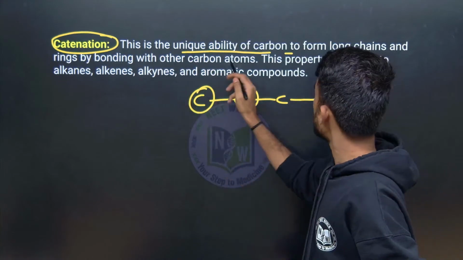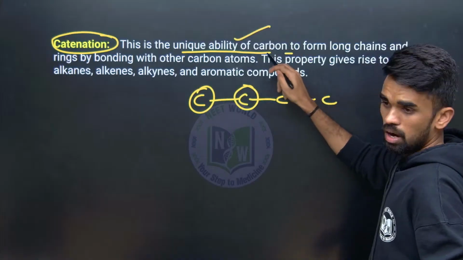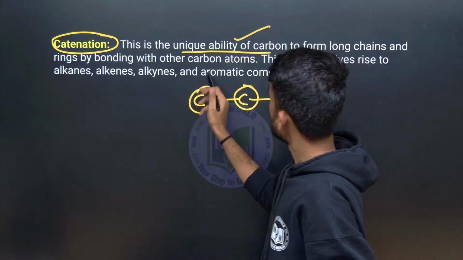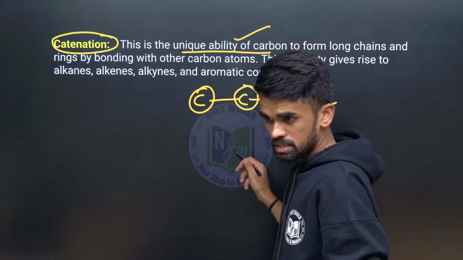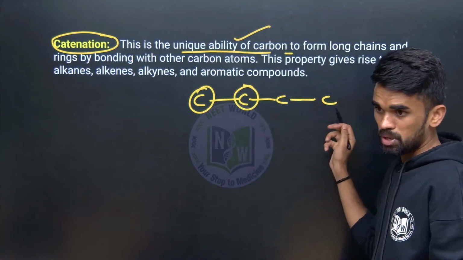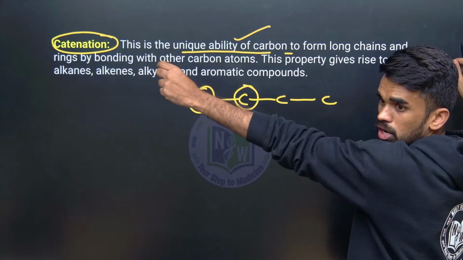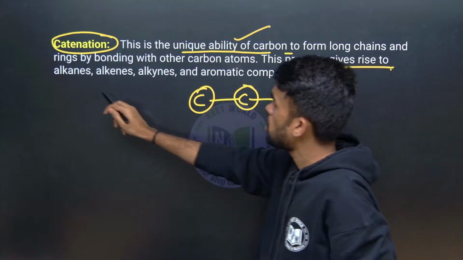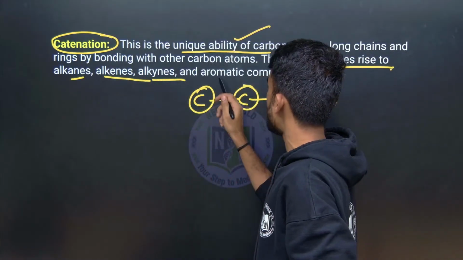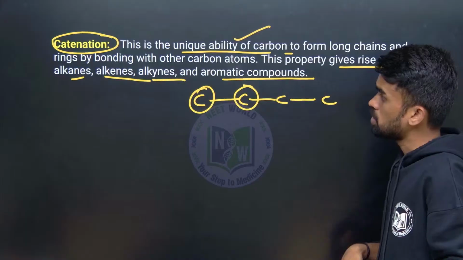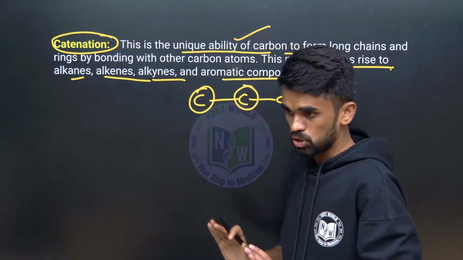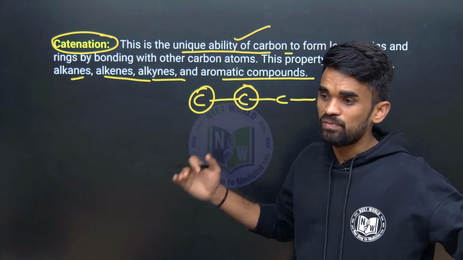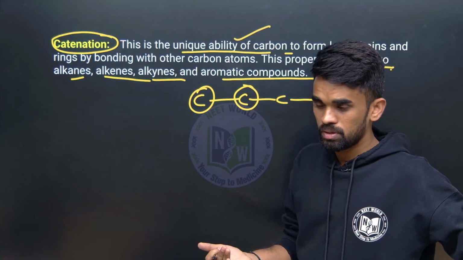Carbon has the unique ability to form a long carbon chain like this, each linked to the other, and it can form rings by joining carbons. We can get a long hydrocarbon chain, or we can get a ring also. This property gives rise to alkanes, alkenes, alkynes and aromatic compounds. What exactly alkenes and alkanes are, I will show you now. So what do we mean by catenation? It is a self-linkage property of carbon.